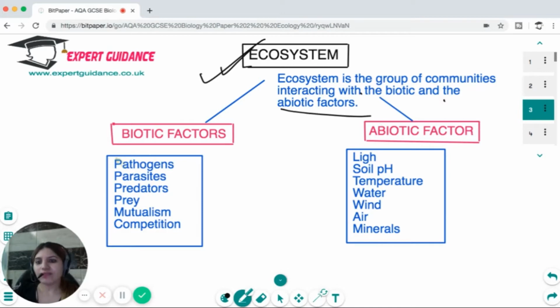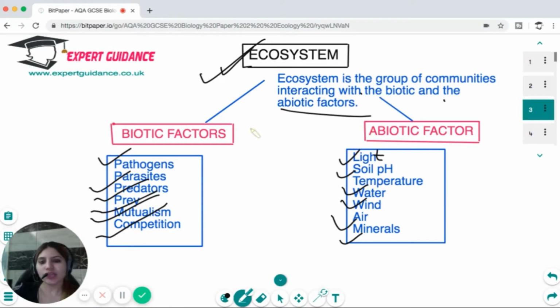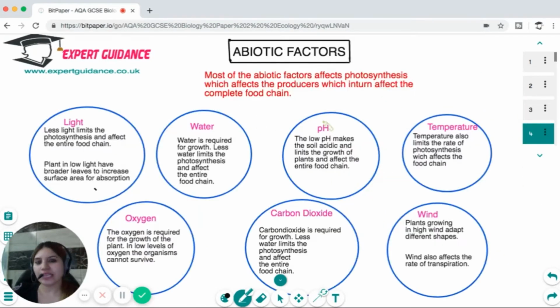What are the biotic factors? The biotic factors are all the living organisms which are interacting within an ecosystem. That includes pathogens, parasites, predators, prey, mutualistic organisms, and the competitors. The abiotic factors include all the non-living components like light, soil pH, temperature, water, wind, air, and minerals. Now you should know the explanation of both of these factors and how they interact within an ecosystem.